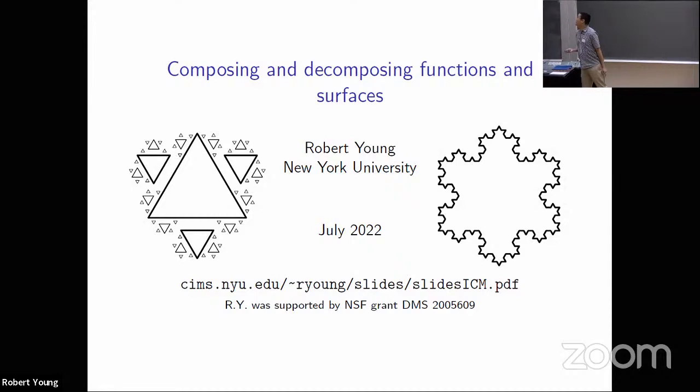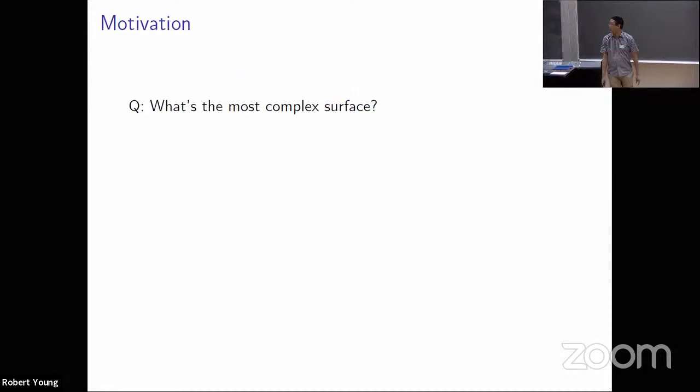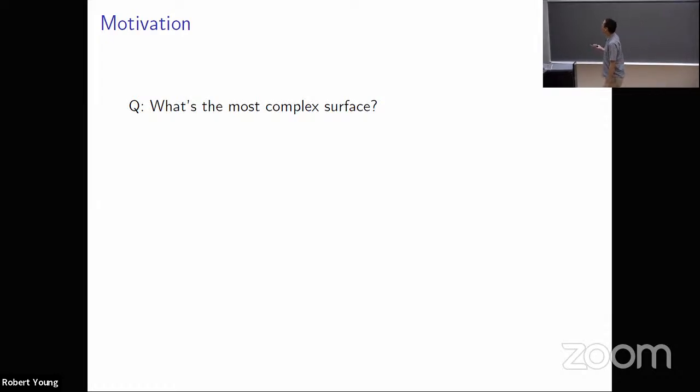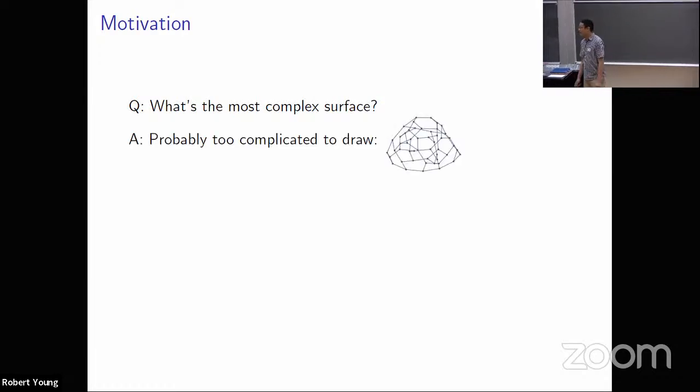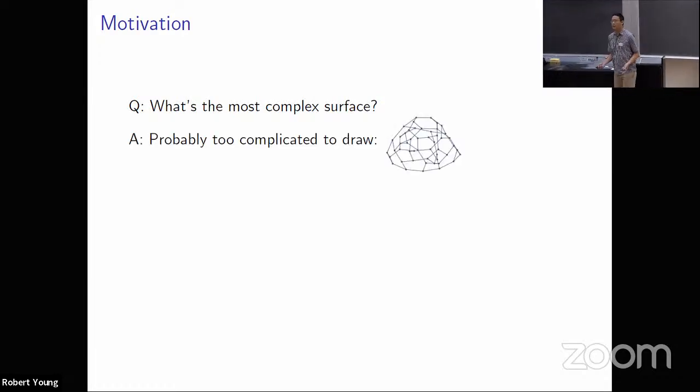So the motivation for this talk is basically this question: what's the most complex surface? The trouble is that the most complex surface is probably too complicated to really work with. You expect the most complex surface to be more complicated than the most complicated graph. The most complicated graphs are already too complicated to draw, too complicated to embed in Euclidean space.